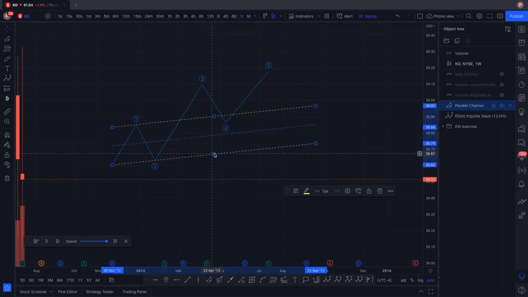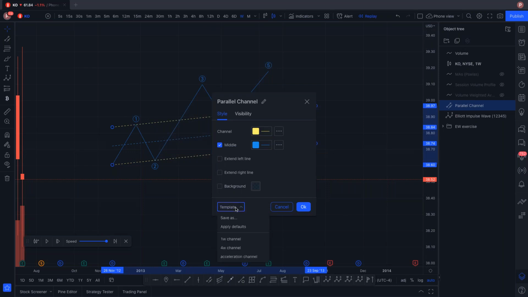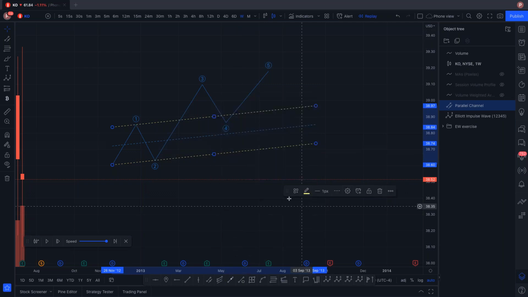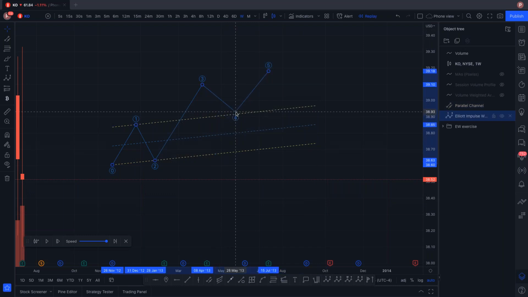And in TradingView, I have all sorts of templates. I have a base channel template with colors so that I can distinguish, oh, that's a base channel. Now, here's the thing about the base channel that's going to be cool. It's going to give us some targets for where the fourth wave will land.